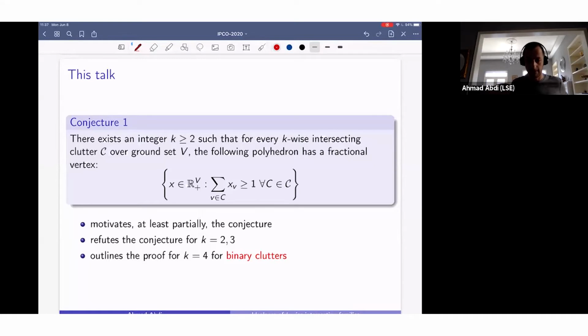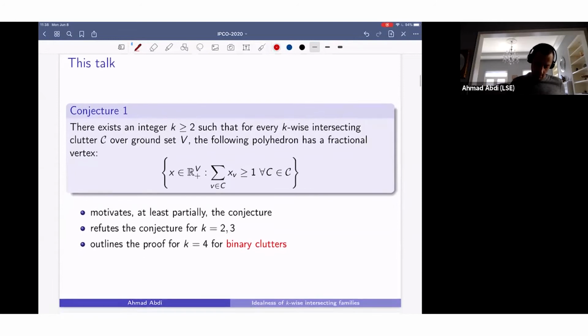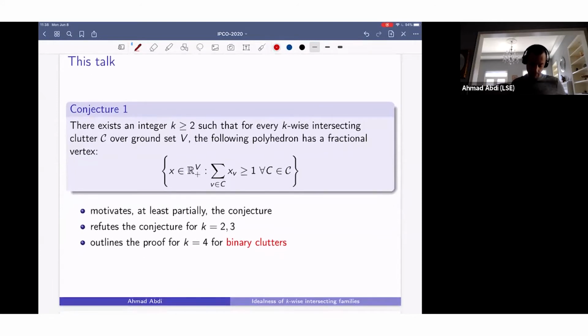I'll talk about cuboids in this talk. So actually, this conjecture would have algorithmic implications for testing idealness.